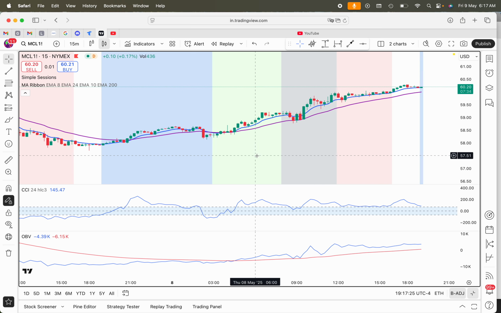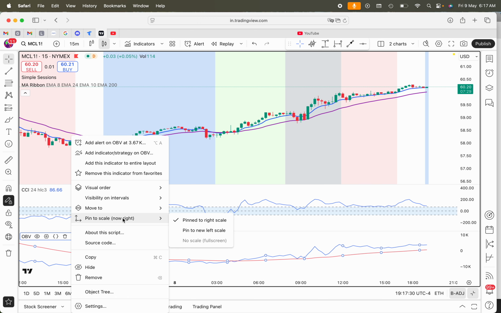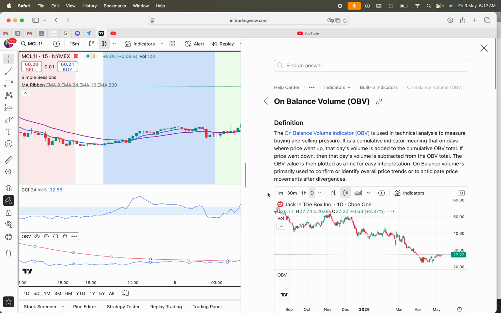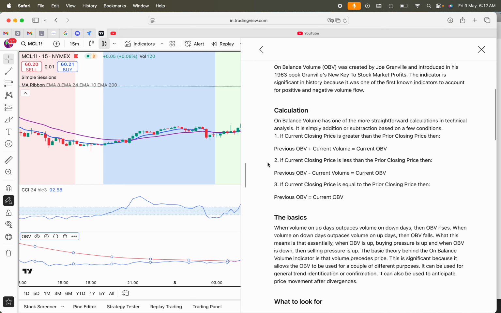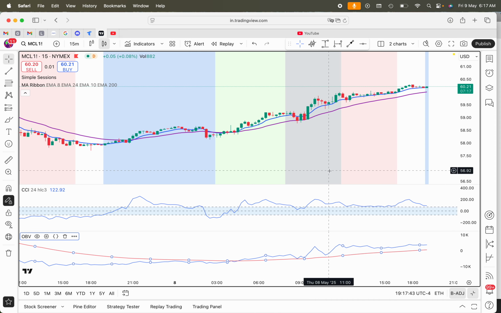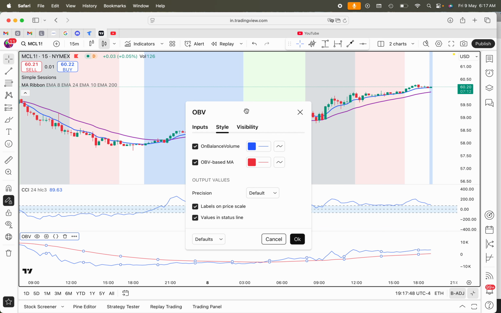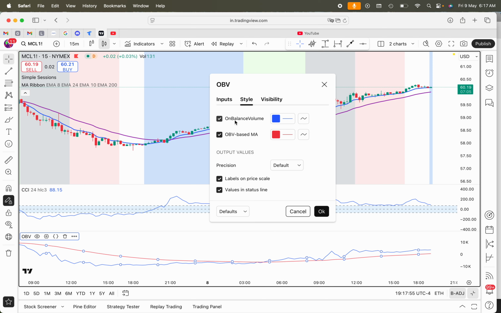Now down below is a good old favorite. This is called on balance volume. I'll just put it up here. It's a stock standard indicator that comes with TradingView. You can check it out, see what you think. I've had it on and off my charts for years. So the only thing you can really change is add an EMA. The actual on balance volume indicator itself is already plugged in.